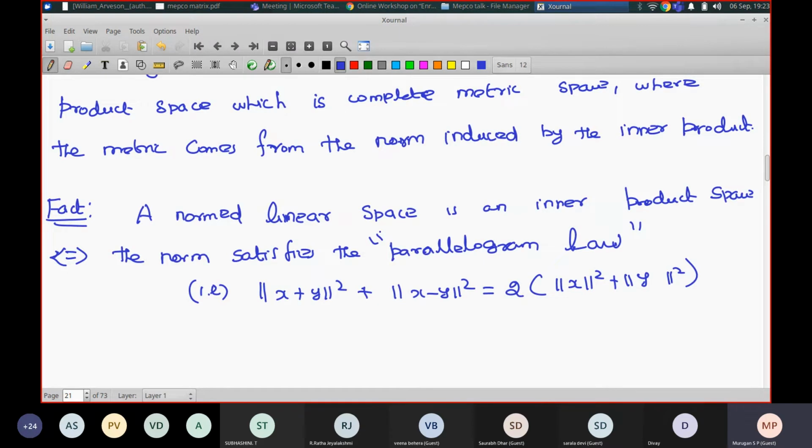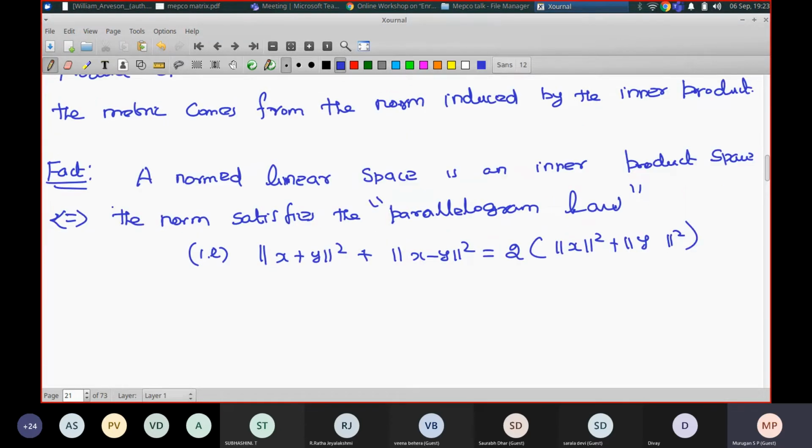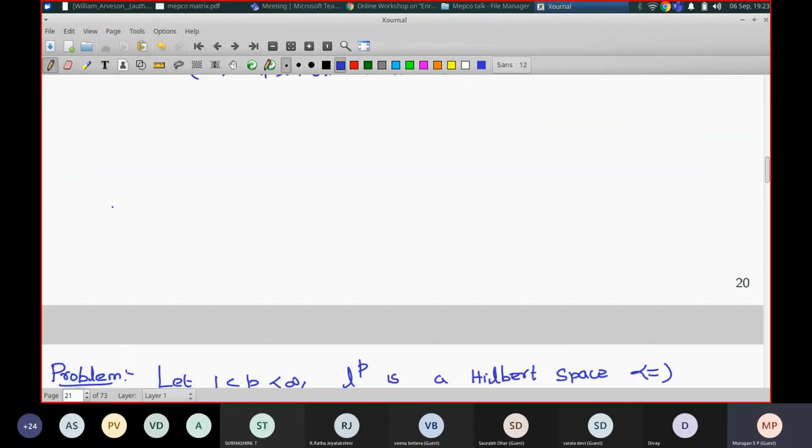A normed linear space is an inner product space if and only if the norm satisfies the parallelogram law. See, if any norm satisfies the parallelogram law, then you can make it an inner product space, right? This is a very important one. So that's what we have verified. If in any normed linear space the norm does not satisfy the parallelogram law, then it is not an inner product space. This is a useful fact, just to keep in mind.